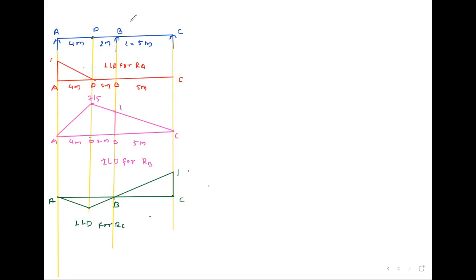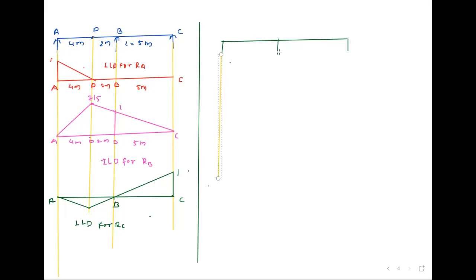ILD for RC. Then we will draw ILD for shear force and bending moment. So first we will draw beam here, original beam. So original beam is likewise suppose. So here simple support is provided. Here at B simple support is provided and B to C span is there. First we will extend all these lines. So we will draw easily all figures.